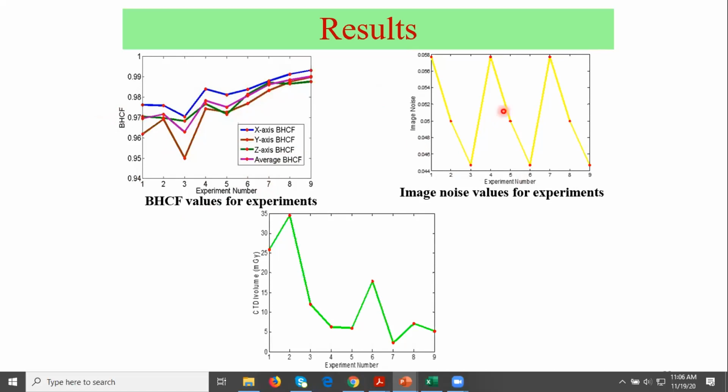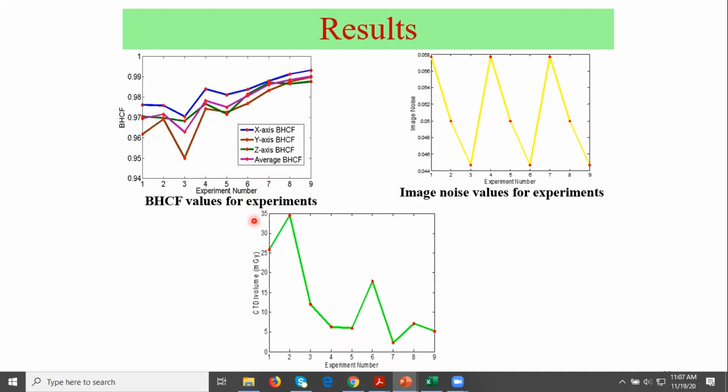When I take the image noise, we should reduce it. So the 3rd, 6th, and 9th experiments give the minimum noise, while the 7th experiment is showing here. So how can you give the conclusion? What is the optimal experiment? What is the optimal solution for this? Suppose I take the radiation dose graph. You can see the minimum radiation dose comes in the seventh experiment.